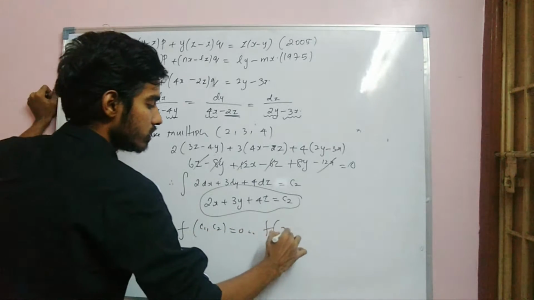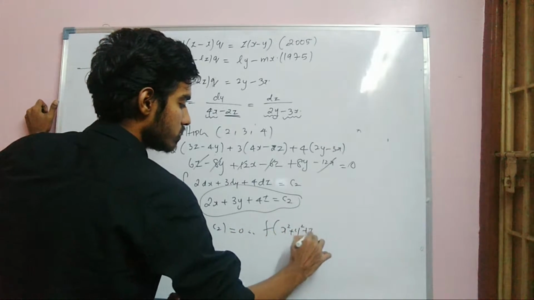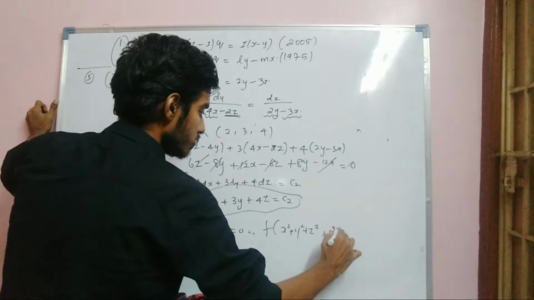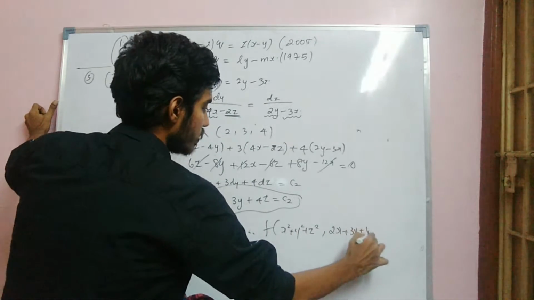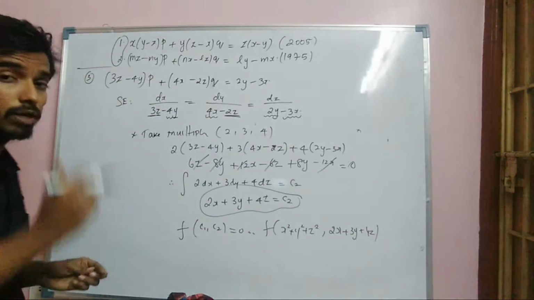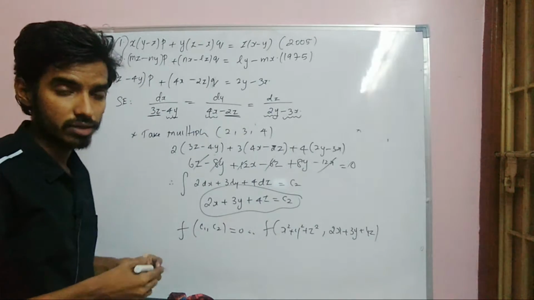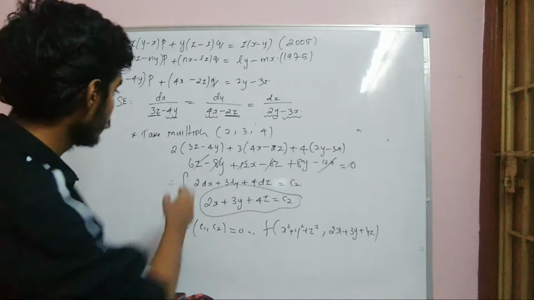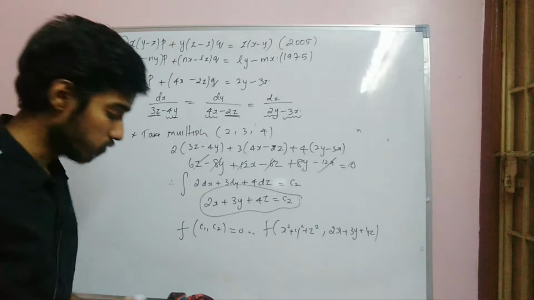So our C1 is x square plus y square plus z square, and our C2 is 2x plus 3y plus 4z. The first multiplier for this problem is x comma y comma z. The second multiplier is 2 comma 3 comma 4.